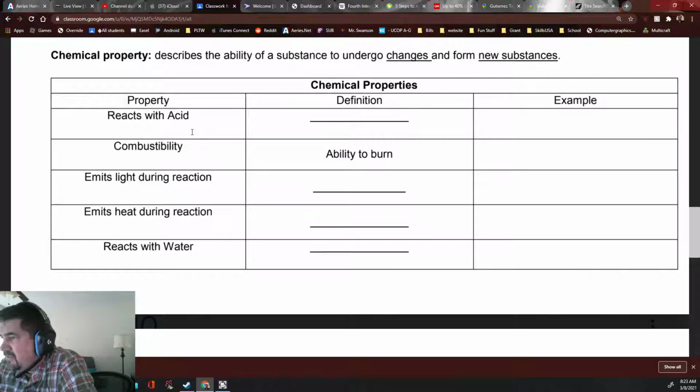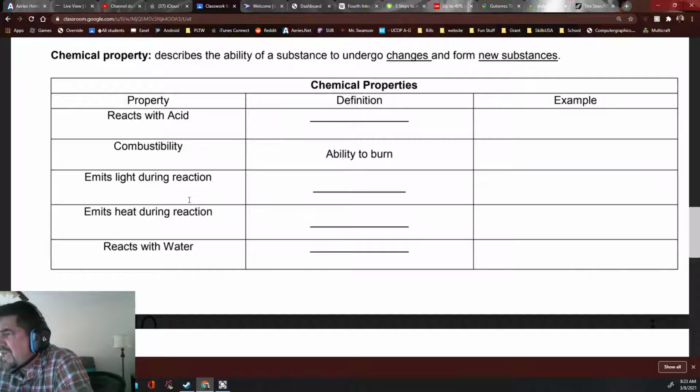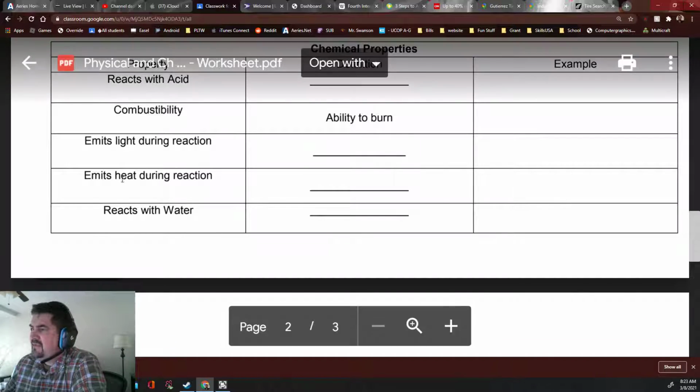Combustibility, does it explode or burn? If I put a match on it, will it catch on fire? Some things do, some things don't. Those are chemical properties. Then the third one here, emits light during a reaction. Sometimes when an object reacts, it emits light. That would be a chemical reaction. Sometimes during a reaction, the chemicals get warm during a change, and that would be a chemical reaction. And reacts with water.